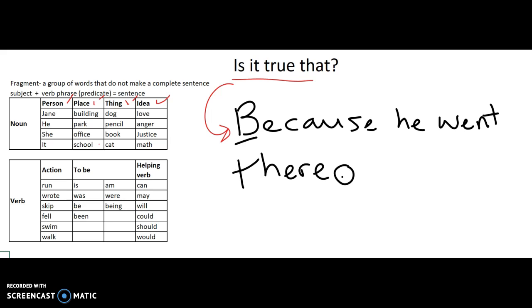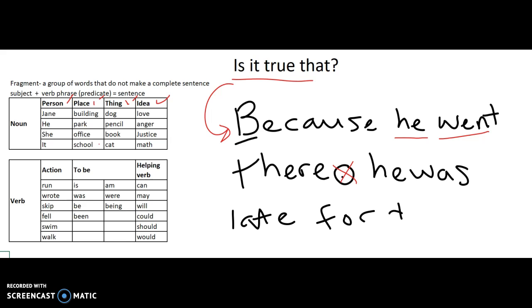So we are missing, we do have a verb and he, but the phrase needs more. We didn't know why he went there. Because he went there, he was late for dinner. Now our sentence is complete because we've added a few more words to it.